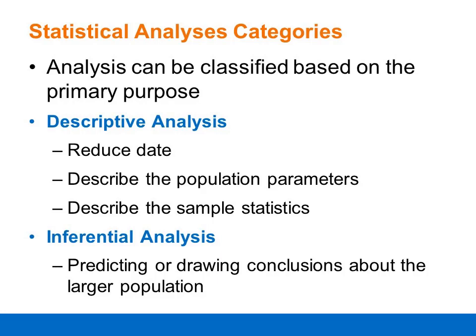Just a note about population versus sample. It is often not feasible to study an entire population, which is why researchers select a subset of the population to study. This subset is called a sample. Remember, the term parameter refers to characteristics of the population, while the term statistic refers to characteristics of the sample. Inferential analysis occurs when we try to predict or draw conclusions about the larger population from the smaller sample.